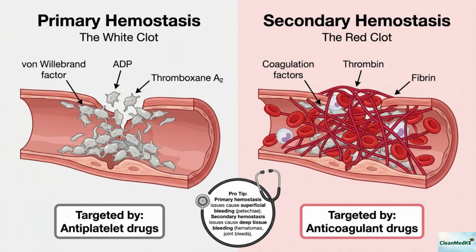In clinical practice, remember this pro tip. Primary hemostasis issues usually cause superficial bleeding, like petechiae, while secondary hemostasis issues lead to deep tissue bleeding, such as hematomas or joint bleeds. We target the white clot with antiplatelet drugs and the red clot with anticoagulant drugs.